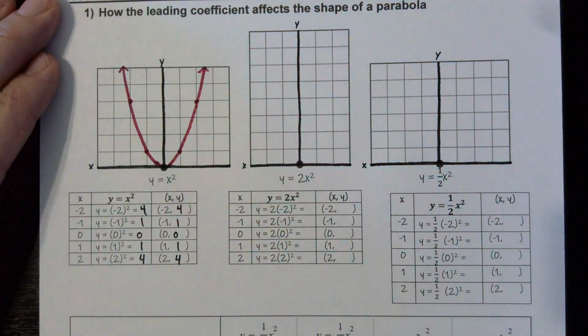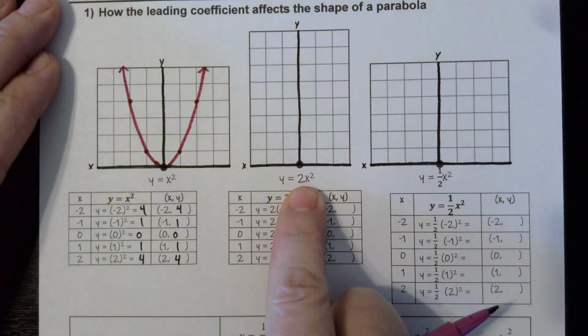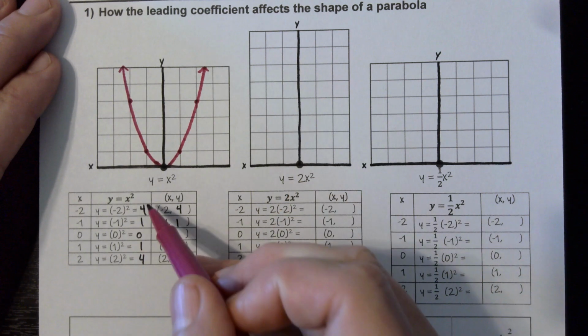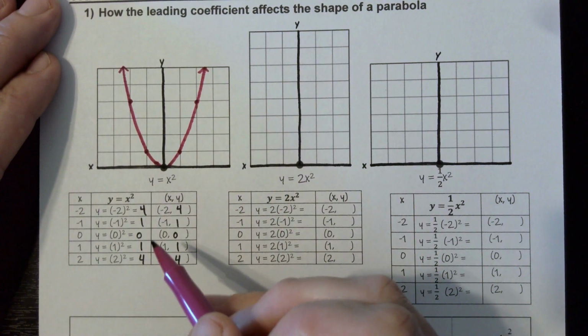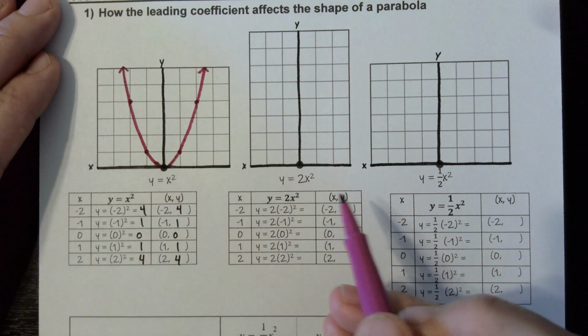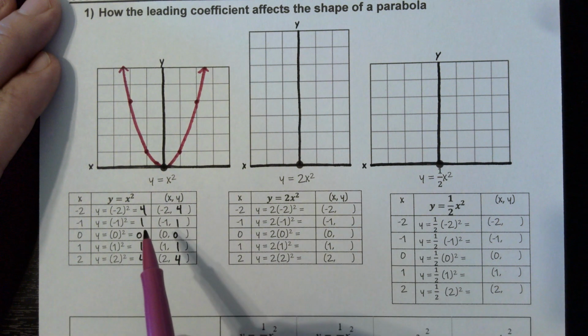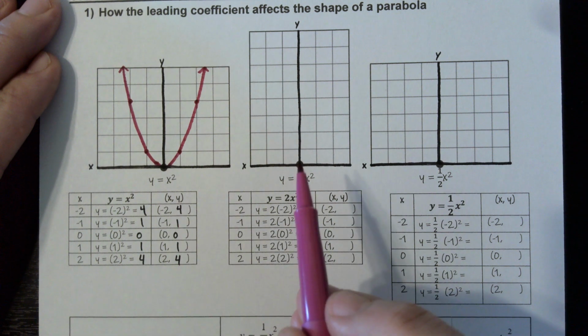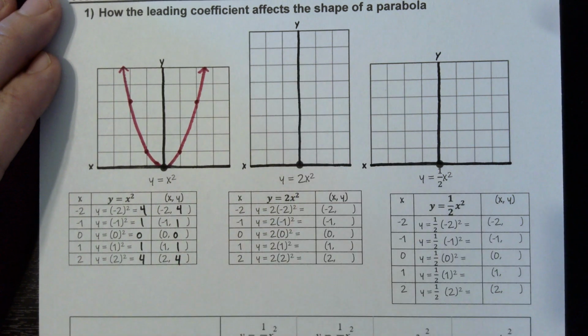Okay. Now, what happens if we put a 2 out front? Well, what's going to happen is that all these y values, these ones that we put in here, are going to get doubled because after we do the square part, they're going to get multiplied by 2. So all these numbers are going to get doubled, the y values only. So they'll grow faster and it'll make it look like it's skinnier and grows faster.